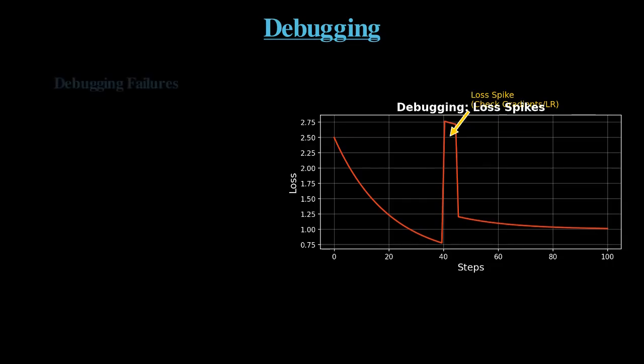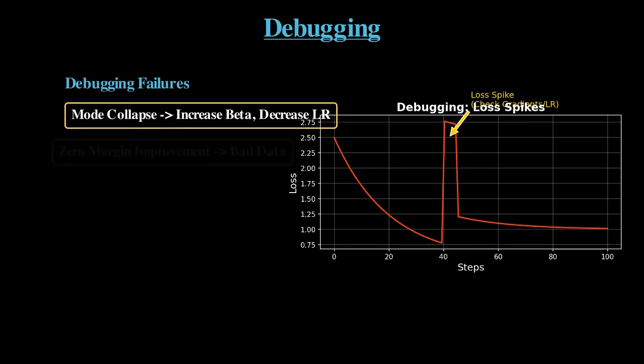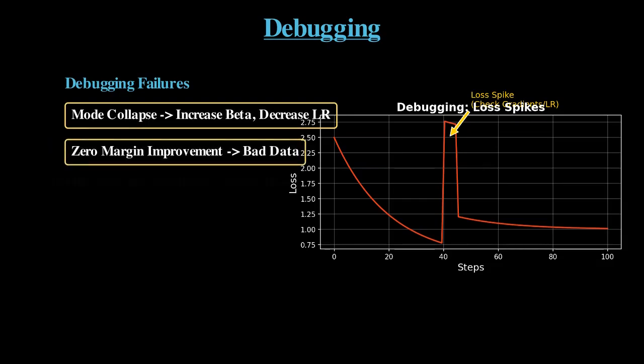Debugging DPO failures usually points to 3 culprits. First, mode collapse. The model outputs repetitive gibberish. This means beta is too low or your learning rate is too high. Second, zero margin improvement. The model isn't learning preferences. This usually means your paired data is too ambiguous or length discrepancy is acting as a confounder. If the rejected response is always shorter, DPO just learns a heuristic to generate longer text. Always strictly control for length during your data curation phase.